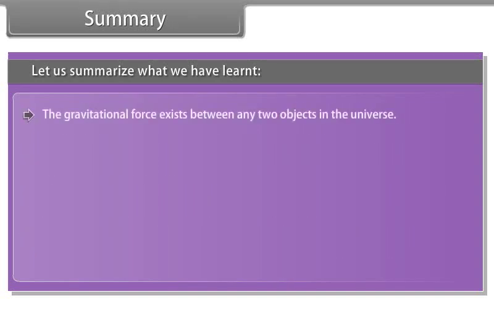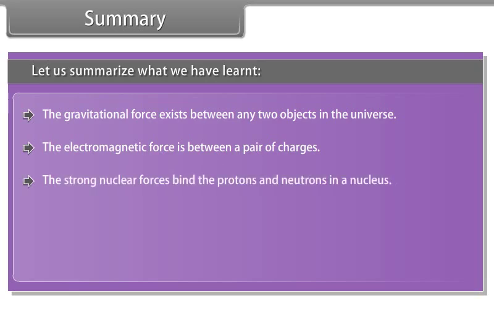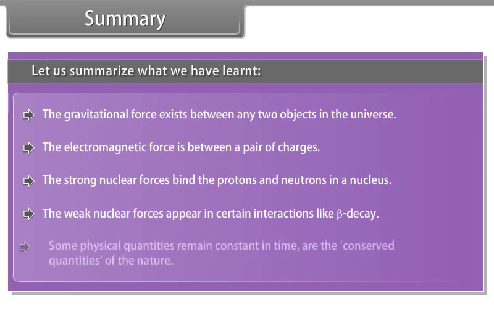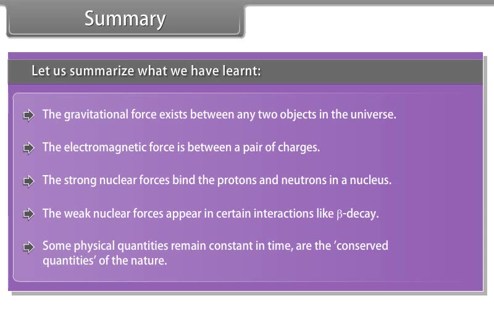The gravitational force exists between any two objects in the universe. The electromagnetic force is between a pair of charges. The strong nuclear forces bind the protons and neutrons in a nucleus. The weak nuclear forces appear in certain interactions like beta decay. Some physical quantities remain constant in time, are the conserved quantities of nature.